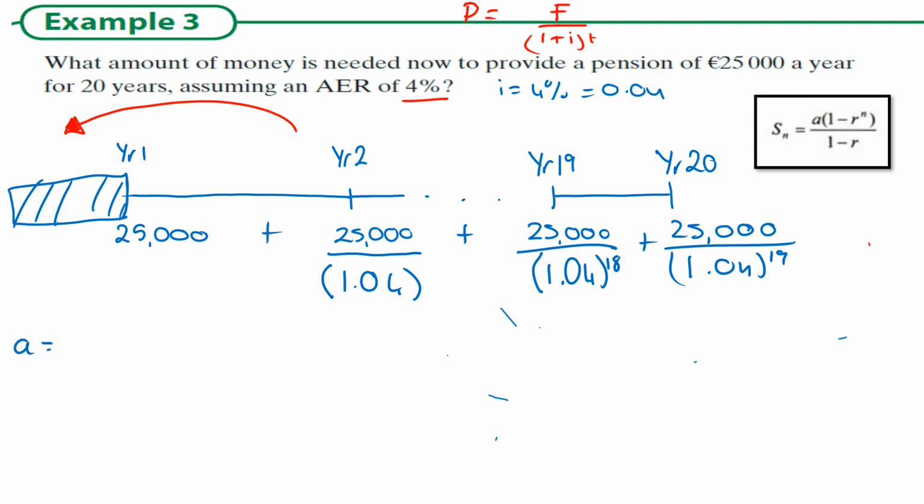Now, we still have 20 payments. So A is equal to 25,000. I'm going to do N next, so it's still 20 payments. Don't worry about the fact it only goes up to power of 19. It's how many payments there are, because we're adding together. So one of the payments doesn't have 1.04. But how do we jump from one to the other? How do we get our OR? So actually this isn't a jump, this is a few jumps.